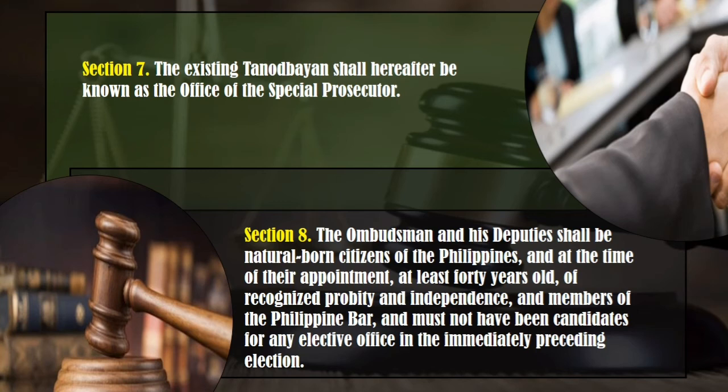Then Section 8 provides for the qualification of the Ombudsman and his deputies. It provides that the Ombudsman and his deputies shall be natural-born citizens of the Philippines, and at the time of their appointment, at least 40 years old, of recognized probity and independence, and members of the Philippine Bar, and must not have been candidates for any elective office in the immediately preceding election. And the Ombudsman must have for 10 years or more been a judge or engaged in the practice of law in the Philippines.